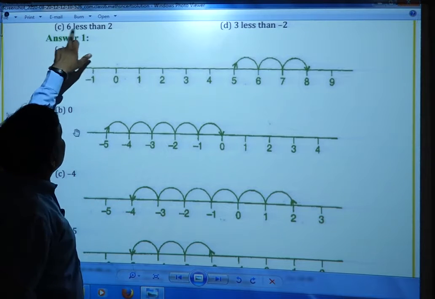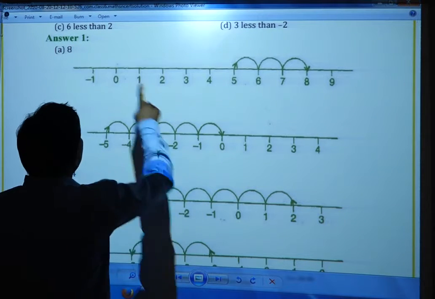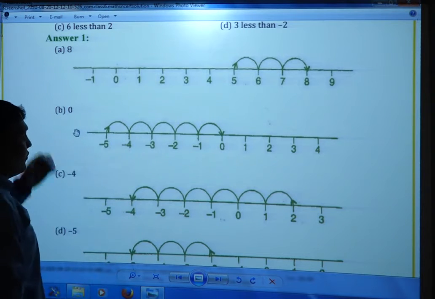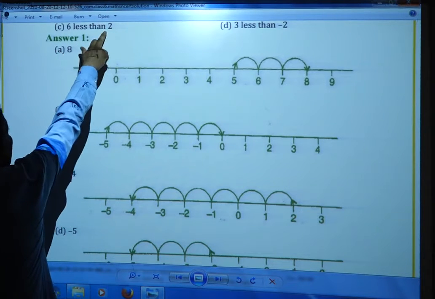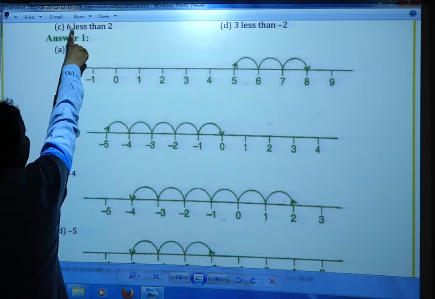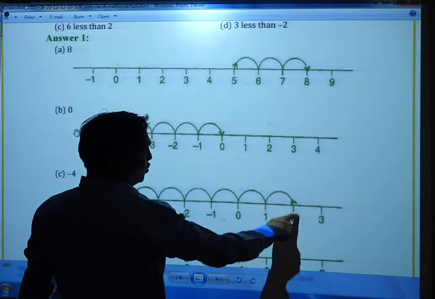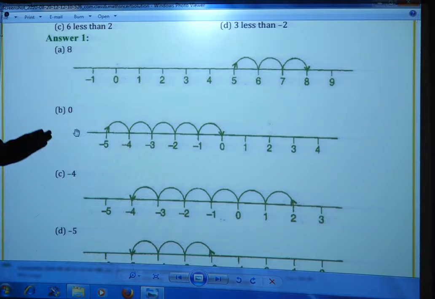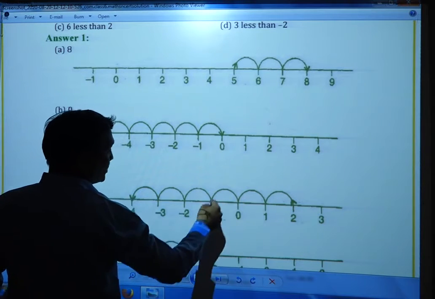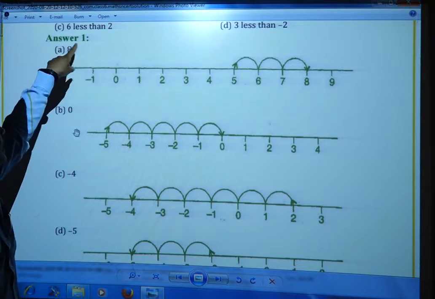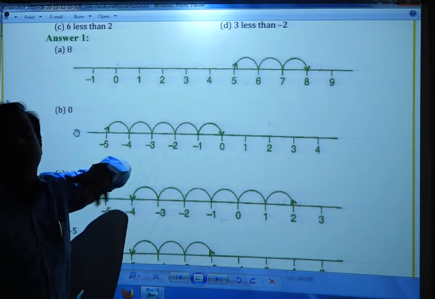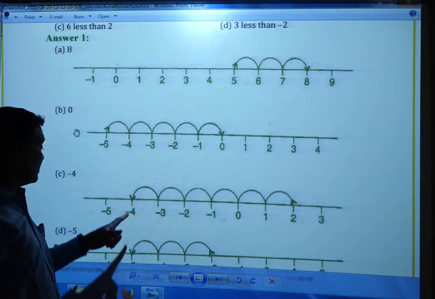Next question, 6 less than 2. It is 2 and you have to show 6 less than 2. So 1, 2, 3, 4, 5, 6. So you will get the answer minus 4. Please see the question, 6 less than 2. Less than means smaller. From 2 you have to come back 6. So you will come to minus 4.